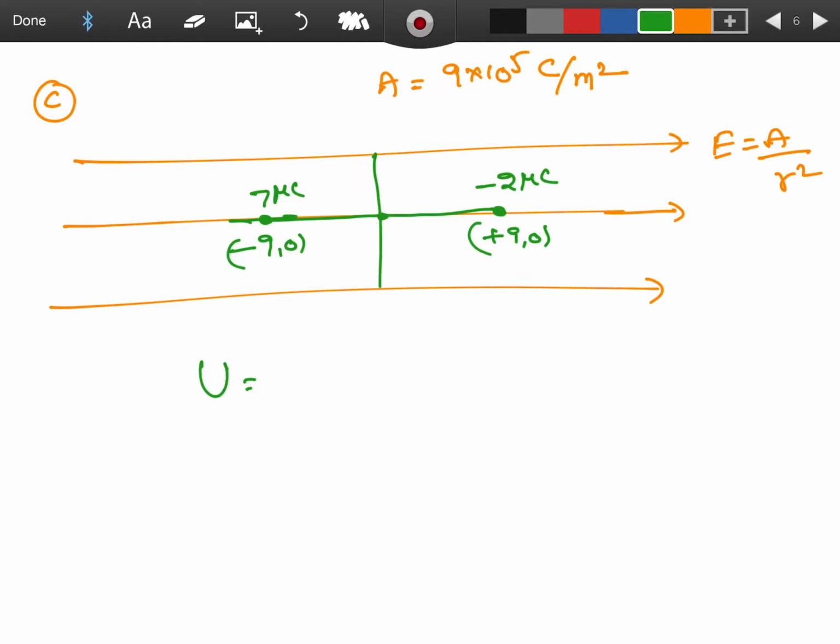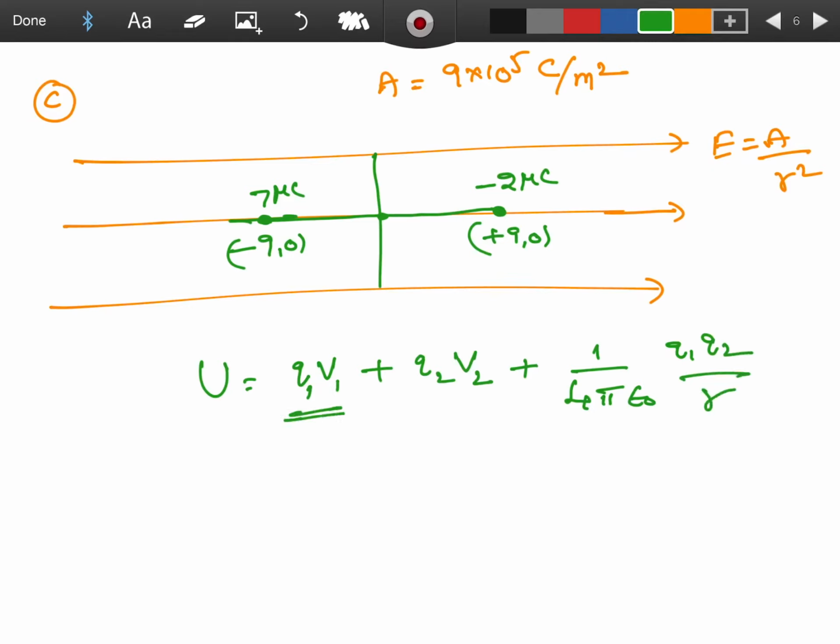The electrostatic potential energy is the potential energy due to their positions, that is Q1 into V1 plus Q2 into V2, plus the interaction energy, which is 1 by 4 pi epsilon naught Q1 Q2 by R. See, the first part is due to their orientation. This is Q1 and the potential at this point is V1. This is Q2 and the potential at this point is V2. Then 1 by 4 pi epsilon naught Q1 Q2 by R.